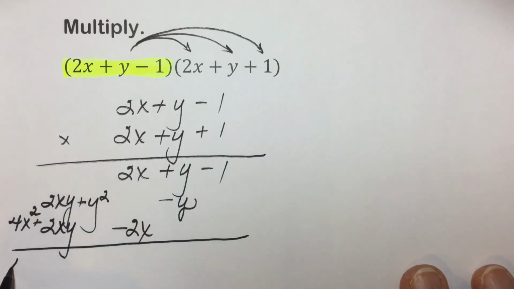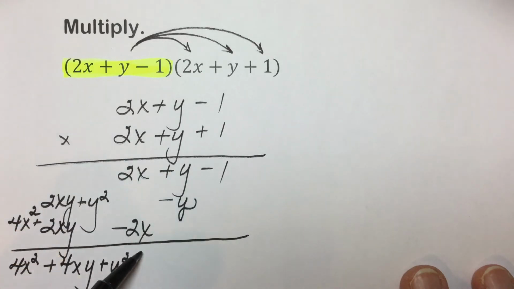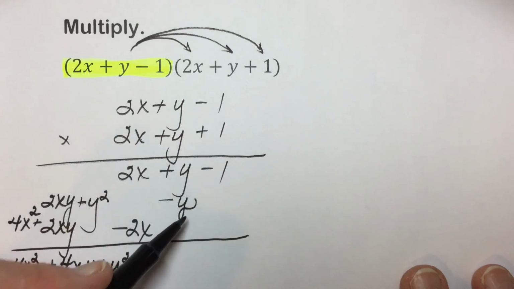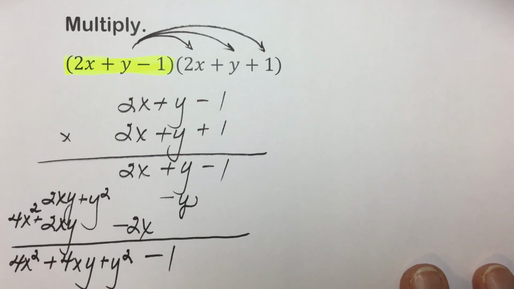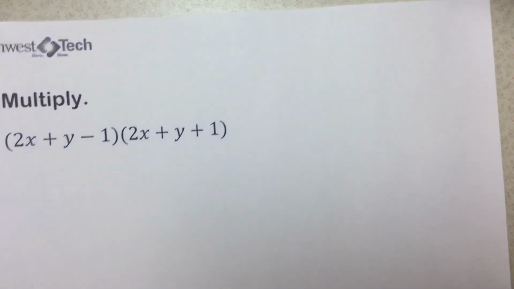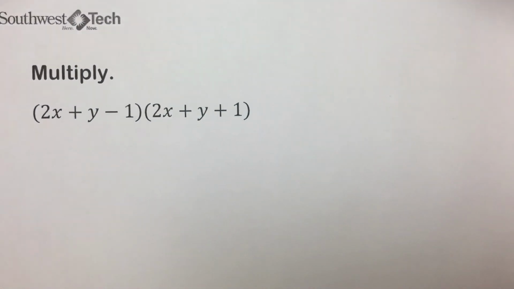Combining like terms then, we have no x squared term. 2xy plus another 2xy is 4xy. We have a plus y squared term. Our 2x and negative 2x cancel out, as well as the y term, and our minus 1 for our simplified answer.